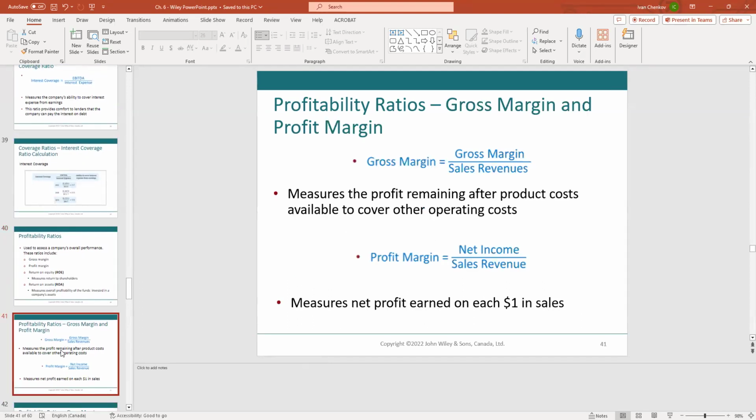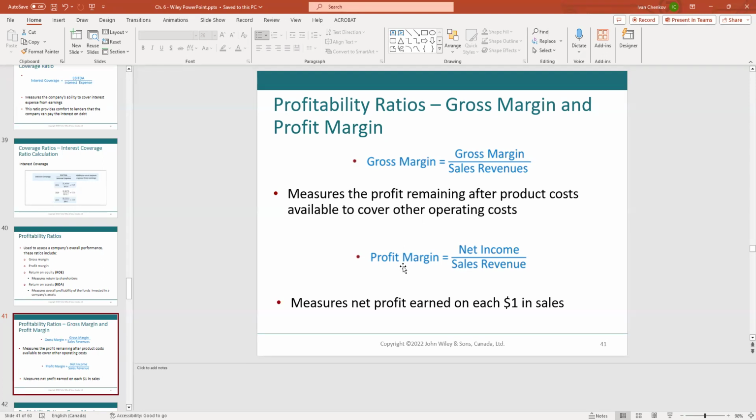Gross margin is easy. Gross margin is the sales minus the cost of goods sold. You get the number, then you divide that number by the total sales. It's going to give you the gross margin ratio. Profit margin will be gross margin minus the operating expenses. It's going to give you the net income. Get that net income divided by the total sales again. It's going to give you the profit margin.